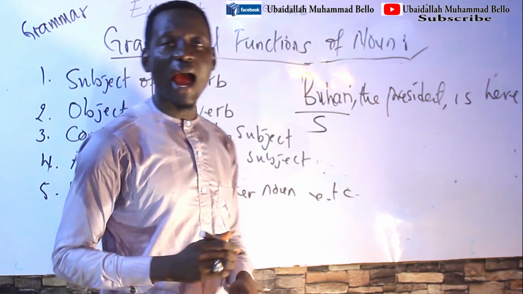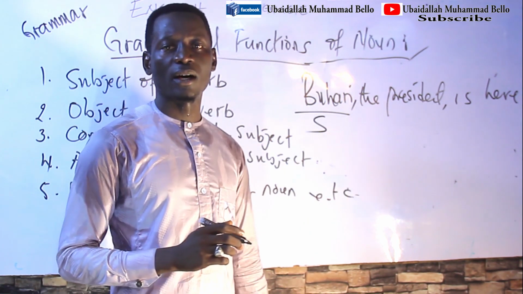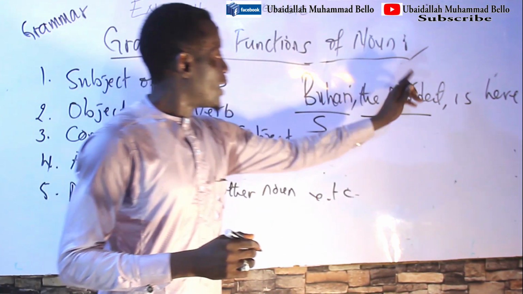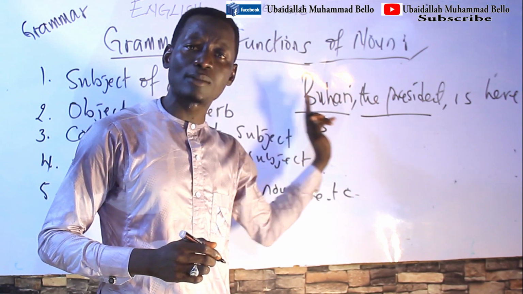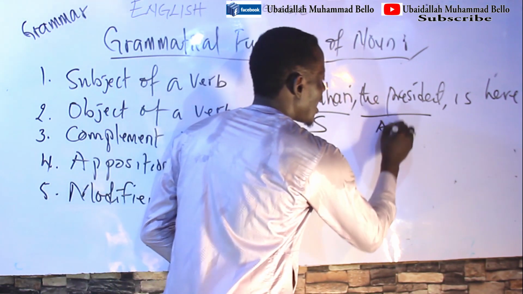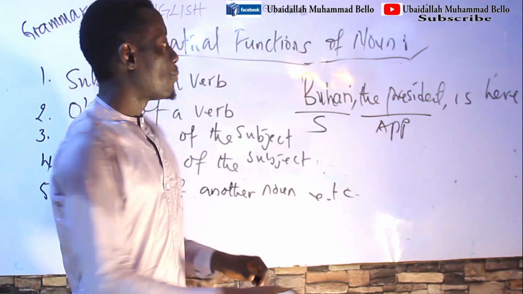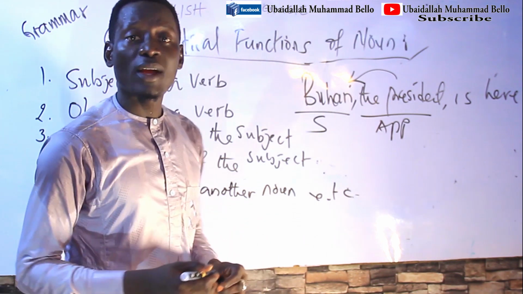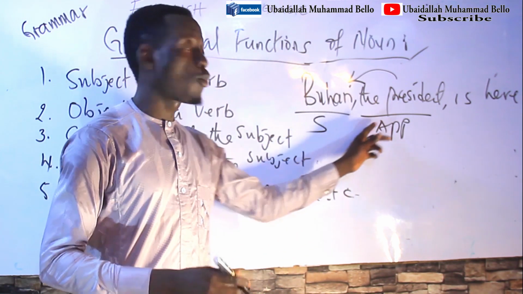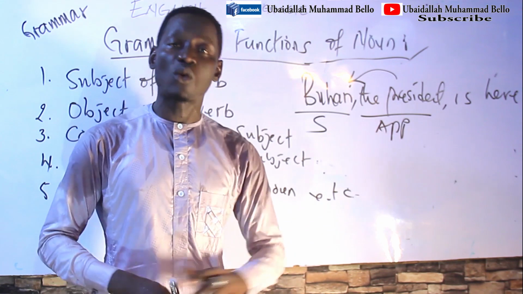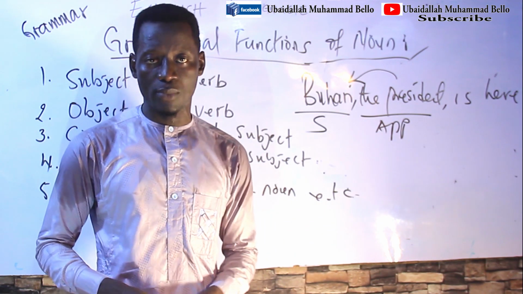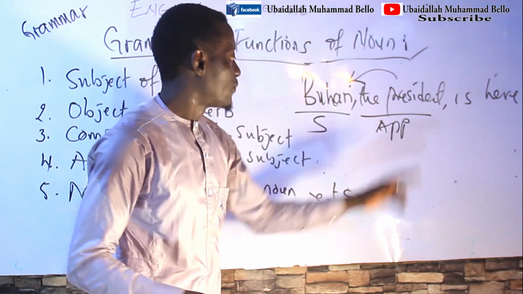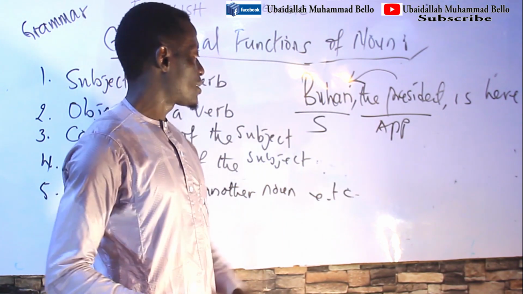Buhari stands as subject of the sentence. But the president here, referring to the same person as Buhari, we call it apposition. By apposition here we mean it is just telling you, for clarity's sake, who Buhari is, the Buhari in question, or the Buhari we are talking about. Buhari, the president, is here. This is an apposition of the subject.